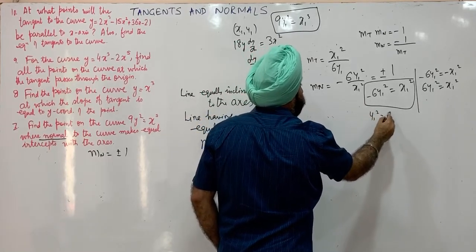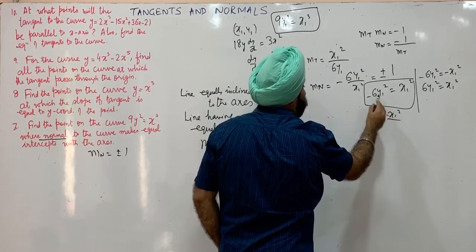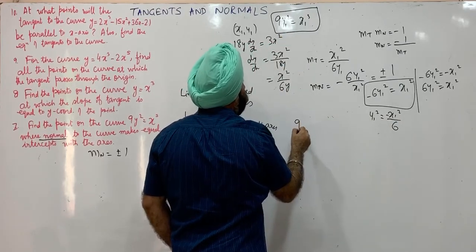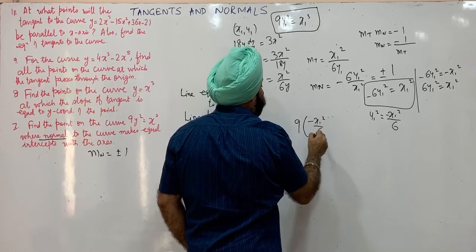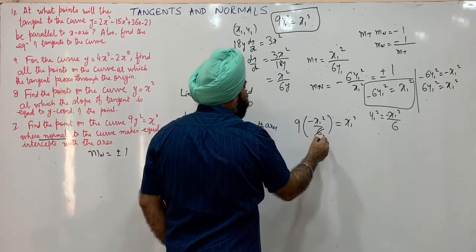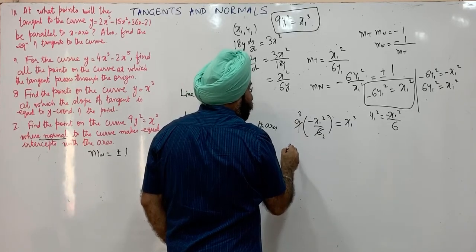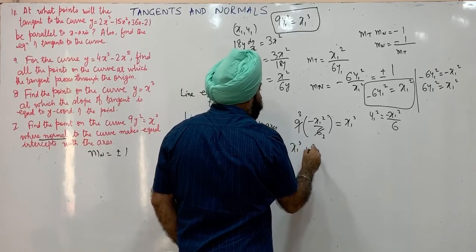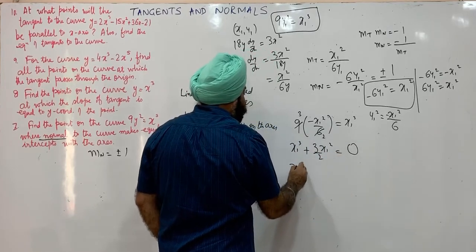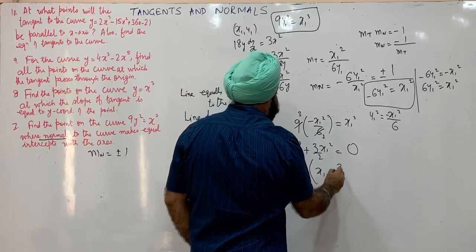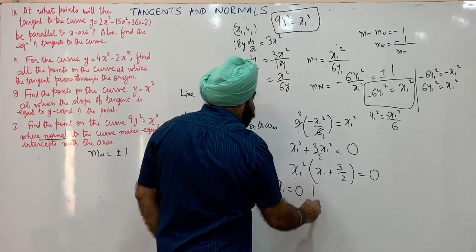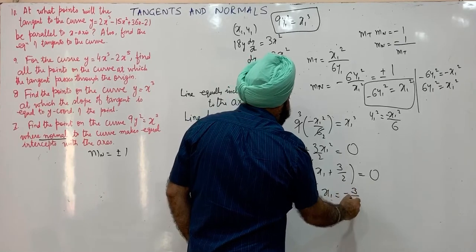Y1 square is x1 square minus x1 square upon 6. We substitute this value here, 9 into y1 square, which is equal to x1 cube. So x1 cube plus 3x1 square by 2 is equal to 0. Taking x1 square common, this is equal to 0. So x1 is 0, or x1 is -3 by 2.